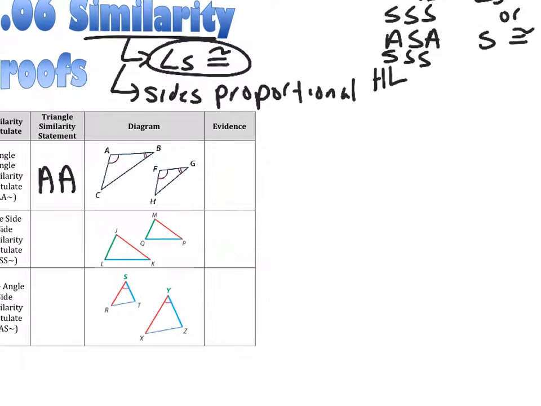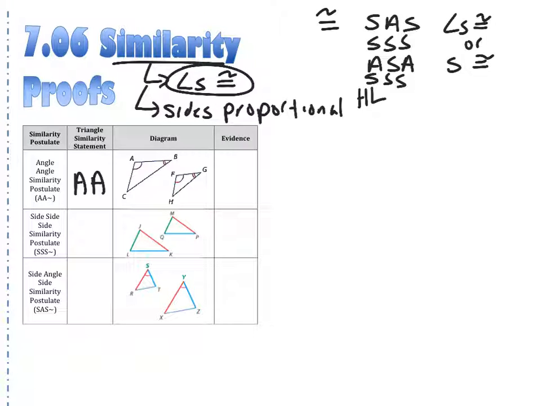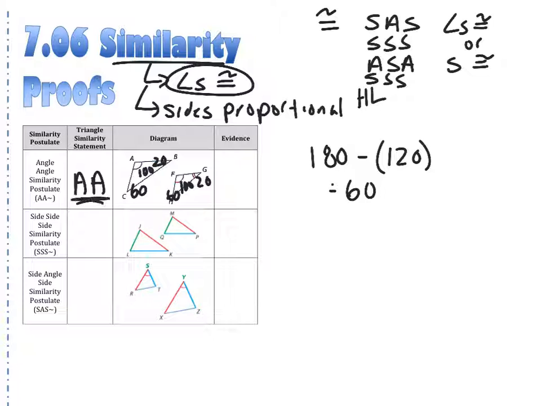let's just say angle A was 100 and angle B was 20. Well, that means angle F is 100 and angle G is also 20. So the third angle in these triangles, if I use the triangle sum theorem, it's 180 minus 120. That equals 60 degrees for the first triangle and the second triangle. So once I figure out two angles are the same, I know all three are the same. So we really only have to figure out two for angle.